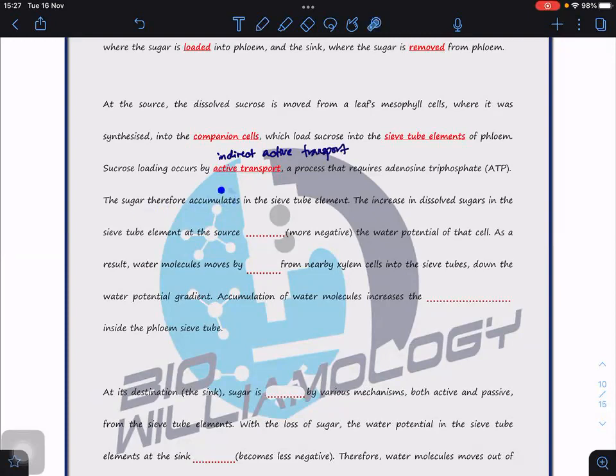Because of the accumulation of sugar, the increase in dissolved sugar in the sieve elements makes the water potential lower, so it decreases the water potential. Therefore, water molecules move by osmosis from nearby xylem cells into the sieve element down the water potential gradient. And the accumulation of water molecules increases the hydrostatic pressure.